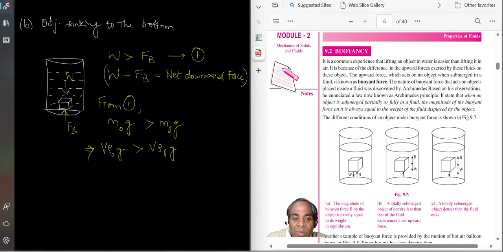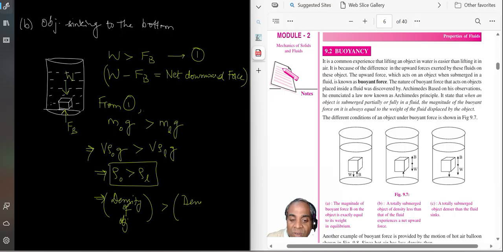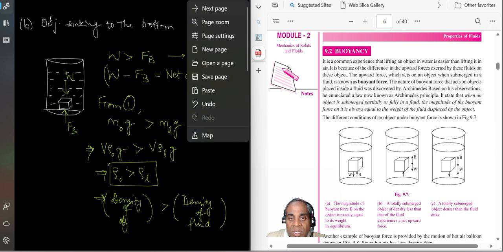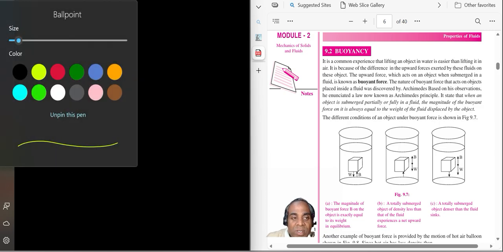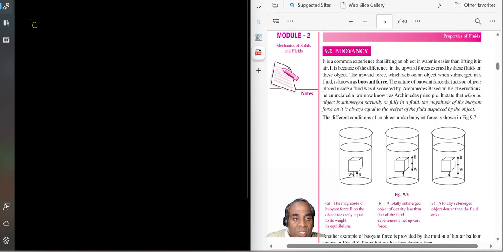So if we eliminate the common terms, what will we get here? V and G are common on both sides of the inequality. So we get rho O greater than rho L. That means we can understand it as the density of the object is greater than the density of the fluid in which it is placed. In that scenario, the object sinks to the bottom. Clear? All right. Let's now see the third situation, wherein the object is floating with partial volume submerged in the liquid.